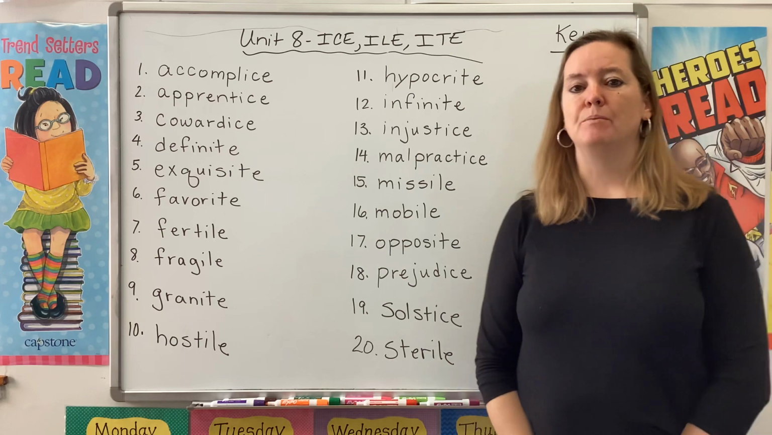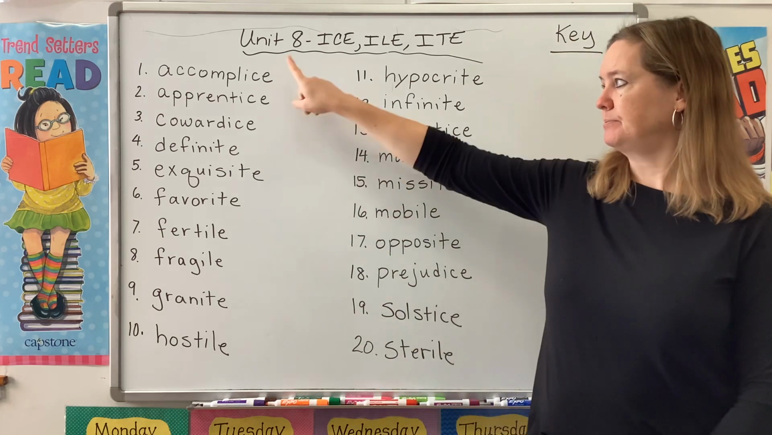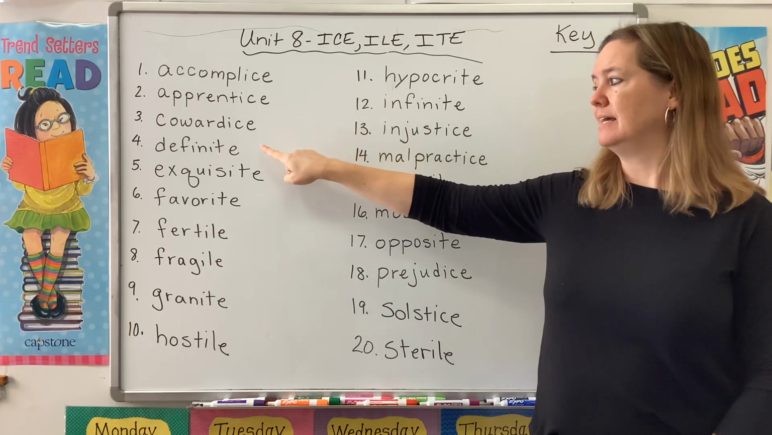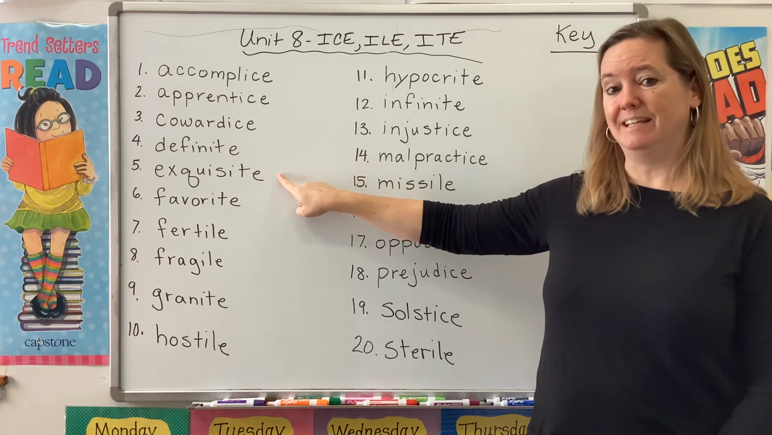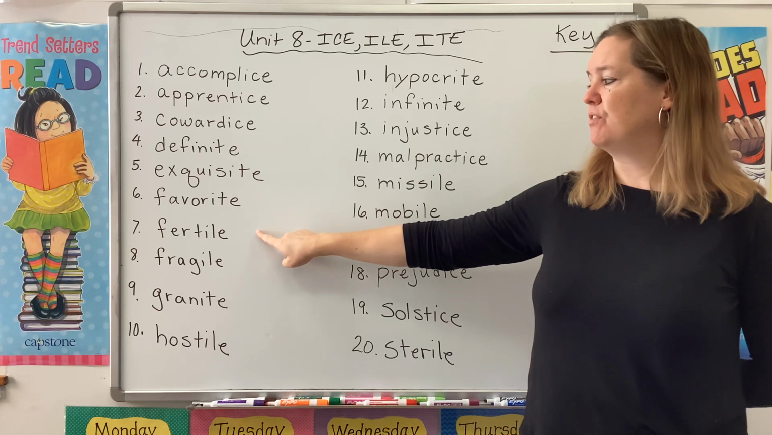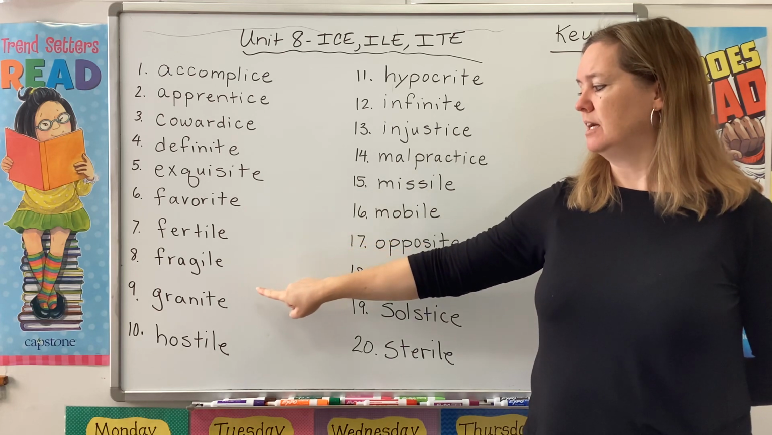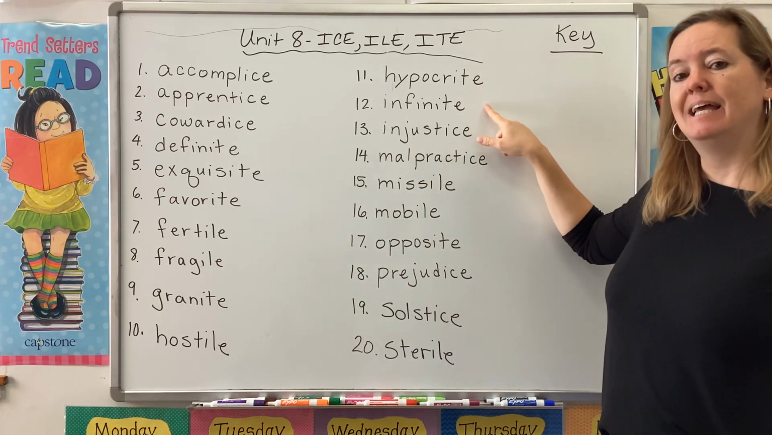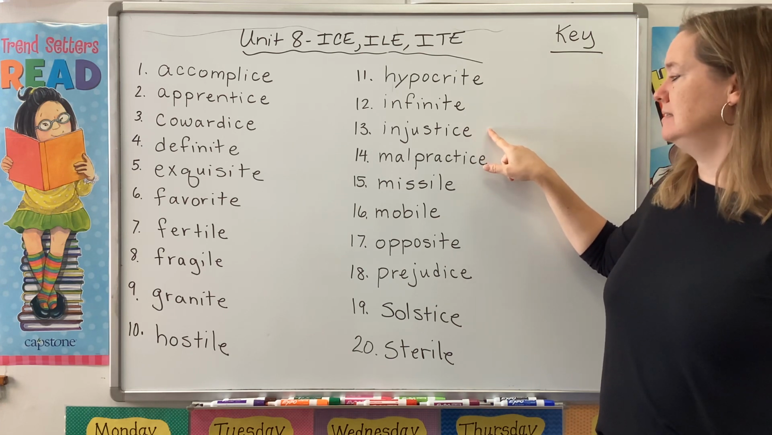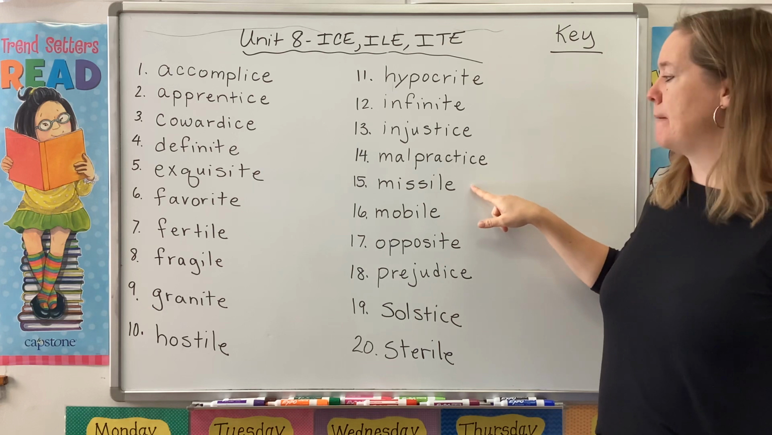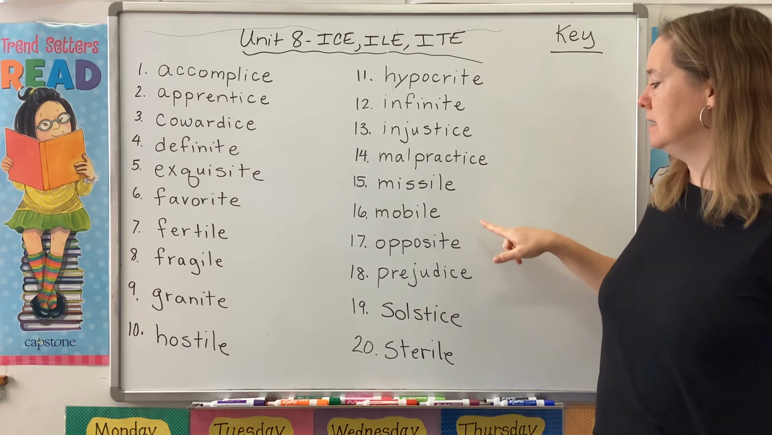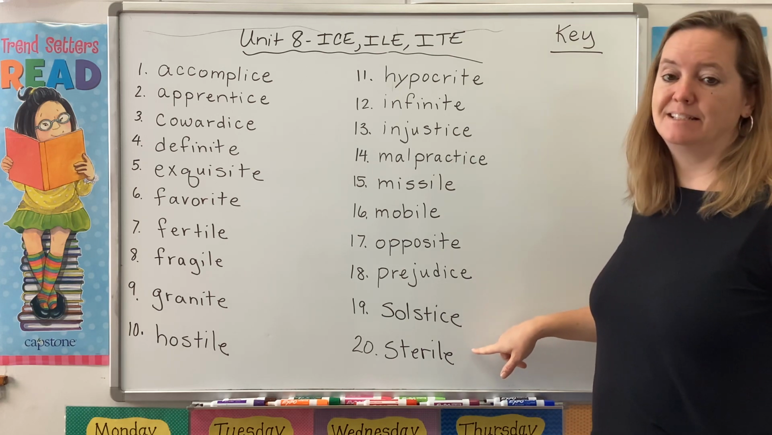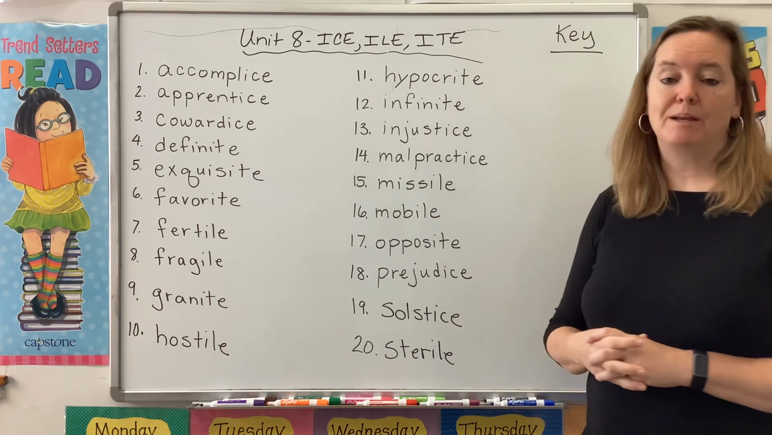Okay, so let's start by reading our list. Please repeat after me. Accomplice, apprentice, cowardice, definite, exquisite, favorite, fertile, fragile, granite, hostile, hypocrite, infinite, injustice, malpractice, missile, mobile, opposite, prejudice, solstice, and sterile. Lots of great words this week.